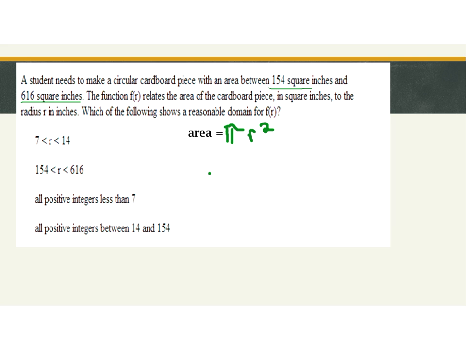So let's check 154, which is your smaller end of the deal. So if the area is 154 and that equals pi times r squared, this is what you would do to solve. The first thing you have to do is solve for your radius, because they want to know a reasonable domain. Remember, domain are all your inputs for f of r. So they want the domain, which means your x value, your input.